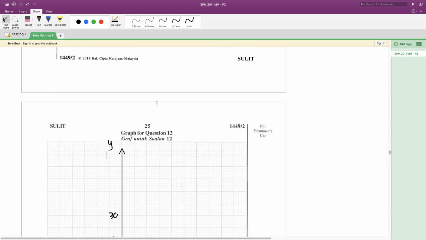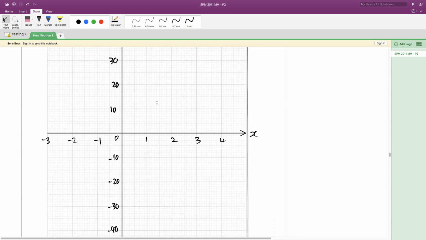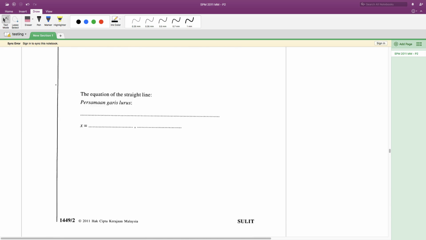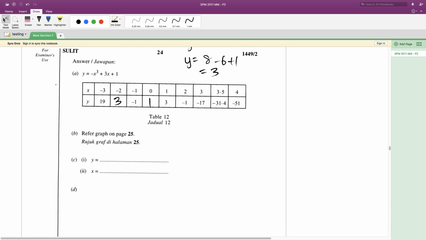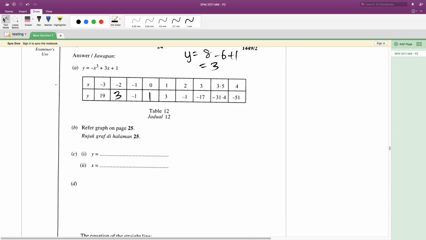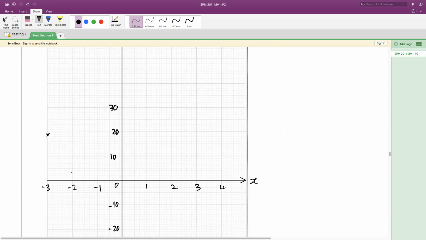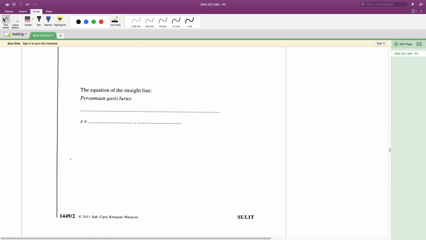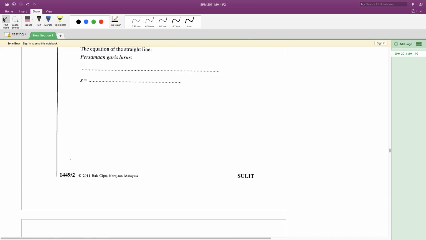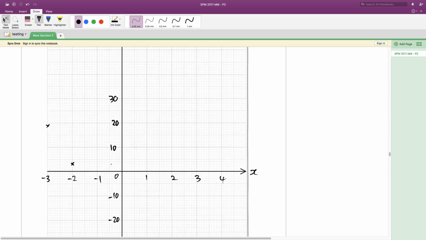-3, 19. Okay, -3 is positive 19. I think it's somewhere here. Of course, because I'm not using the pencil. If I use a pencil, it will be very accurate. -2, it will be 3. It's somewhere here. And then -1 is -1. -1 is somewhere here.